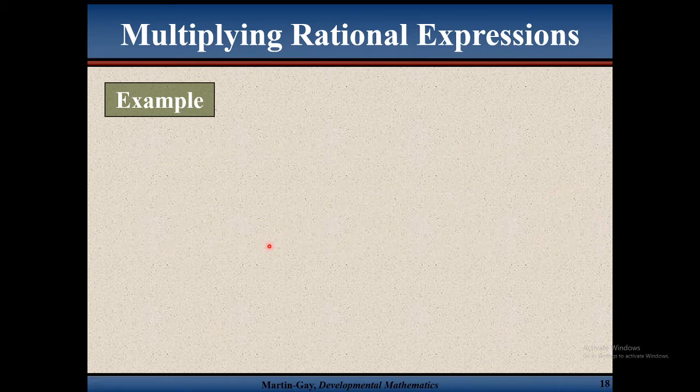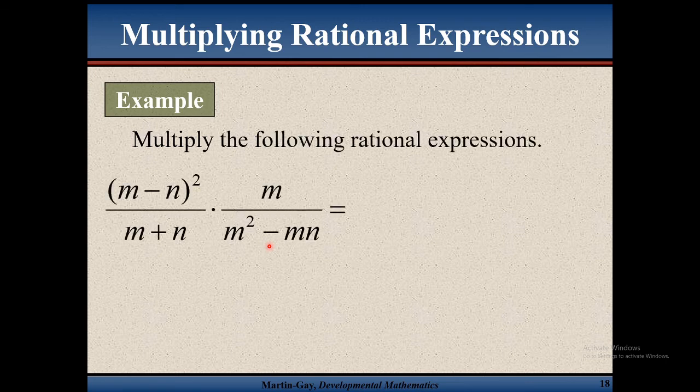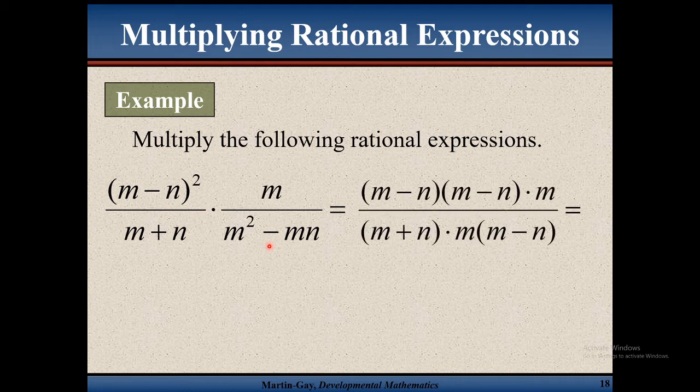Okay? Another example. Multiply the following rational expressions: m minus n squared times n over m plus n times m squared minus mn. So we all know that m minus n squared is equivalent to m minus n times m minus n, right? And for m squared minus mn, the common term is m, so you can factor that out. Then, you can cancel m minus n and m minus n, and you also can cancel m and m. Therefore, your answer is m minus n over m plus n.